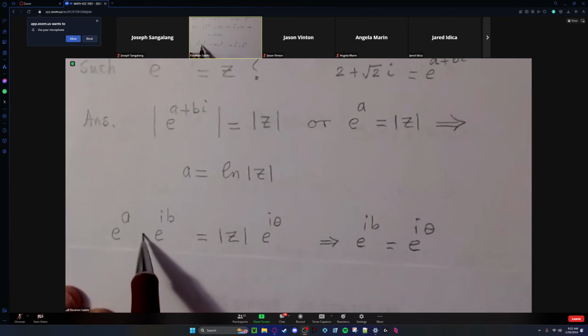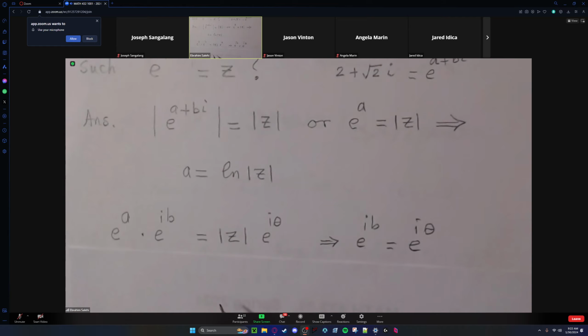So here is e to the a plus ib. Here is the given number, written in exponential format or polar format. So from this equation, I know that e to the a is equal to this. So let's divide by that. Then e to the ib will be e to the i theta.